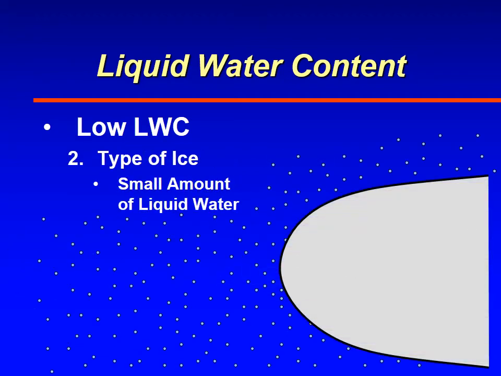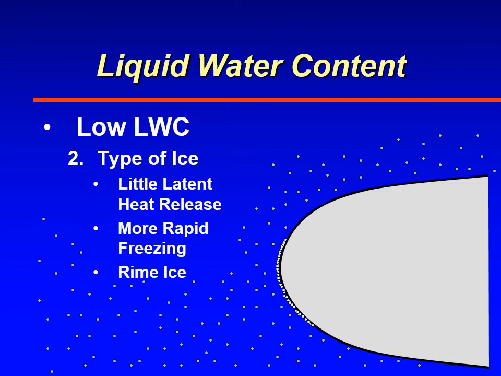And also, low liquid water contents result in a type of ice that does not release much latent heat. A small amount of liquid water content in cloud, when it strikes the wing, doesn't release much latent heat. So it really doesn't warm the wing or the water like you saw in the high liquid water content case. So with a drier cloud, there's not much latent heat released, so the temperature rise along the leading edge of the wing isn't much. As a result, the water droplets still freeze pretty quickly, and you tend to get more of a rime type of ice when the liquid water content is low.